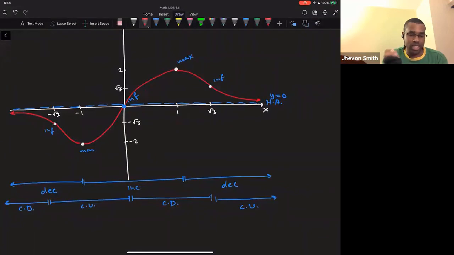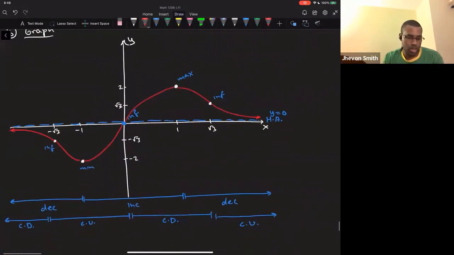I can clearly see how things are curved. You're shaped like a smiley face or a frowny face when you should be. You're increasing when you should, you're decreasing when you should be. You create the intercepts that you should be creating. You have the right inflection points, the right maxes and mins. That's an okay graph.